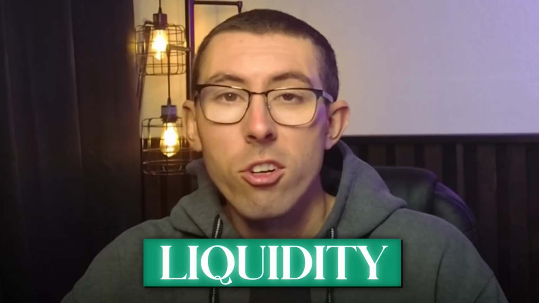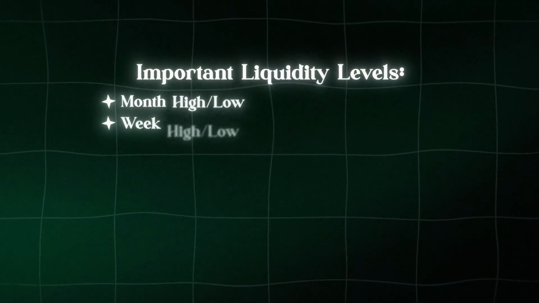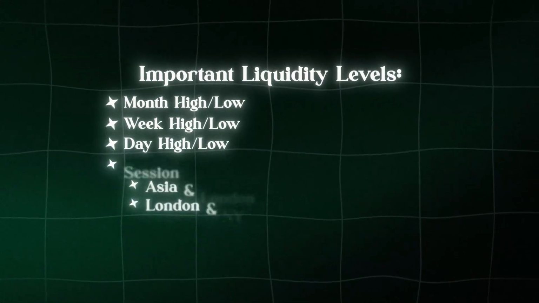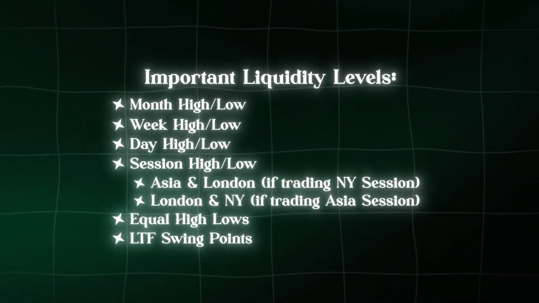Liquidity. These are the breadcrumbs left behind the market we're going to try to go and eat. Month and week high lows, day high lows, session high lows, equal high lows, and lower time frame swing points are all key areas we're looking for. These show you where price wants to go to next and great targets to find entries or exits.